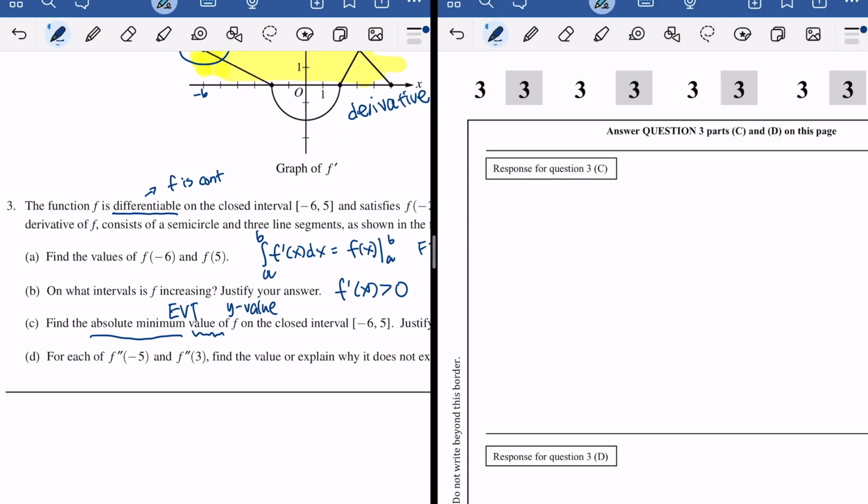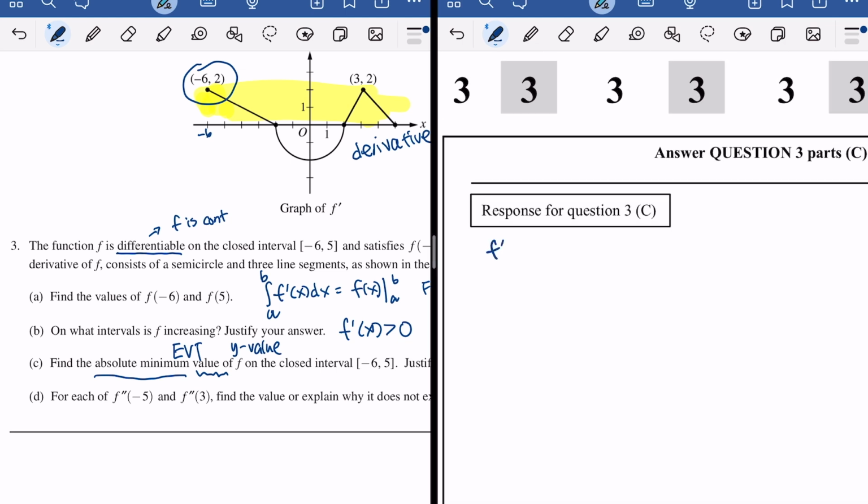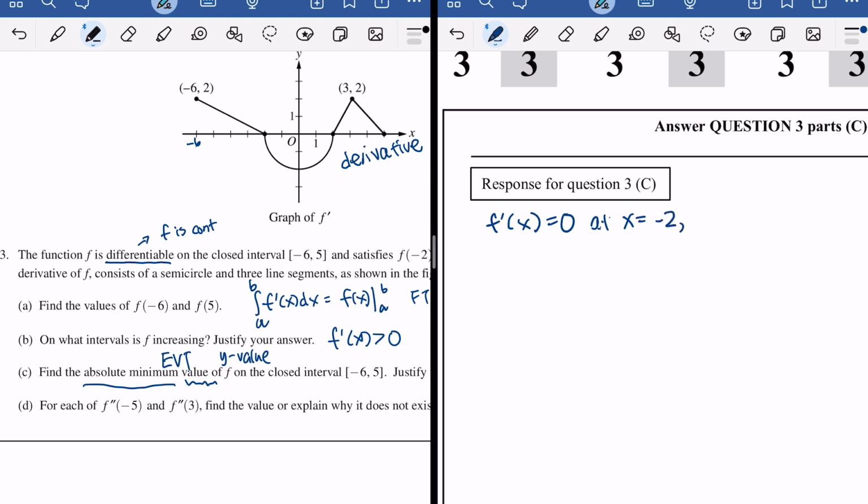On to part C, it's looking for the absolute minimum value, so we need to apply the EVT. To apply the EVT, the first thing we need to do is find the critical points, because the absolute maximum and absolute minimum occur at the endpoints and at the critical points. So first thing first, we need to find where f prime of x equals 0. According to our picture, that is negative 2, 2, and 5.